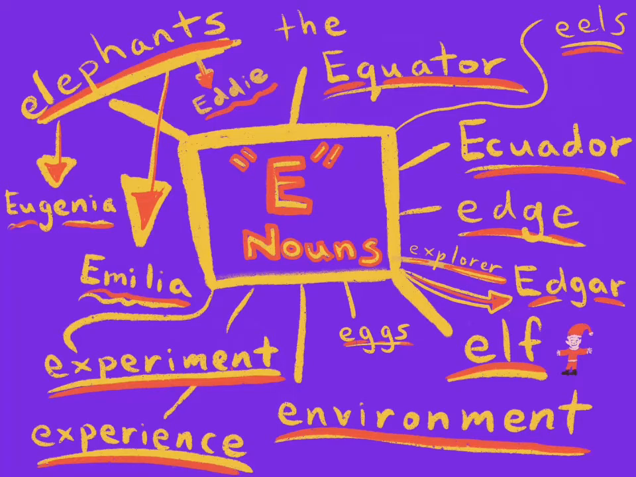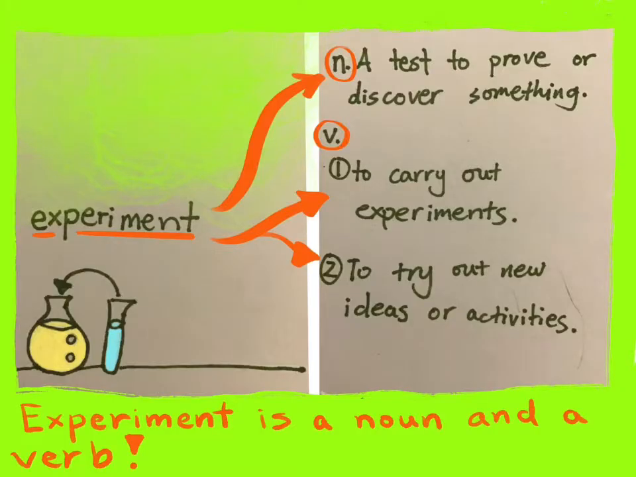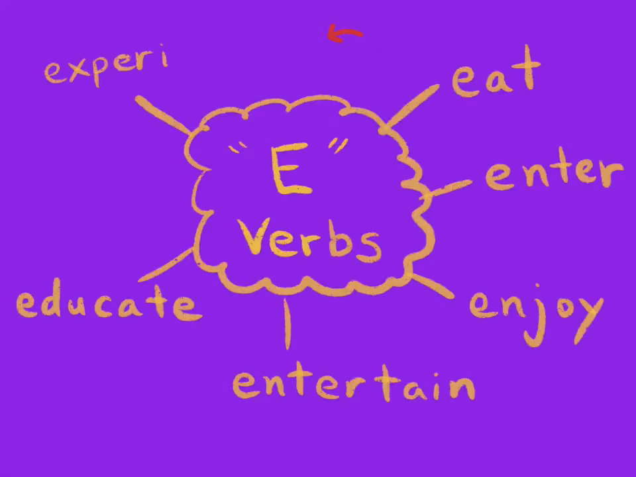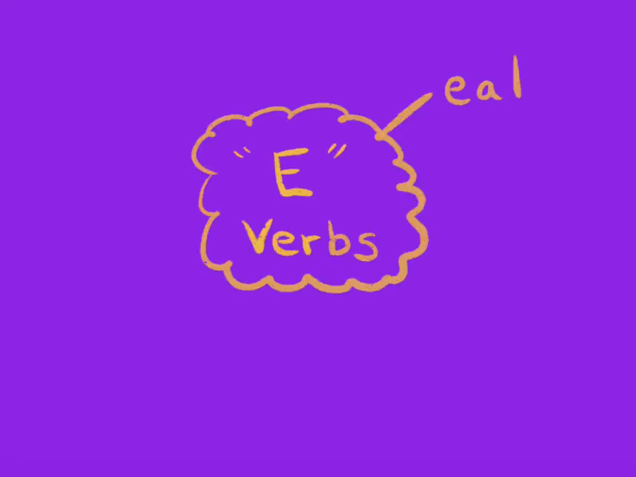There are many E nouns in our story today. If there are any words on this page you don't know, please freeze frame and use your dictionary to look up the words that you don't know. The next E noun we will focus on is experiment. An experiment is a test to prove or discover something. If you look closely at our E verbs, you'll see the word experiment here as well.